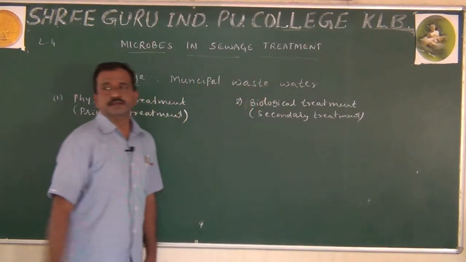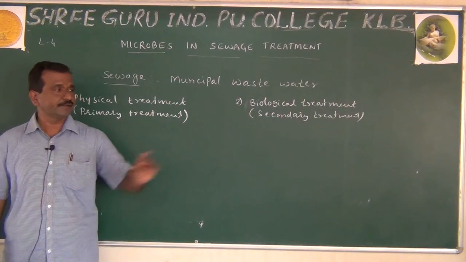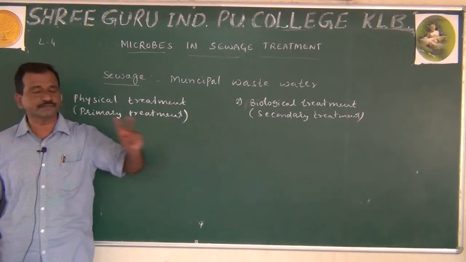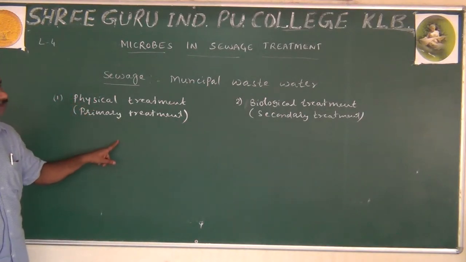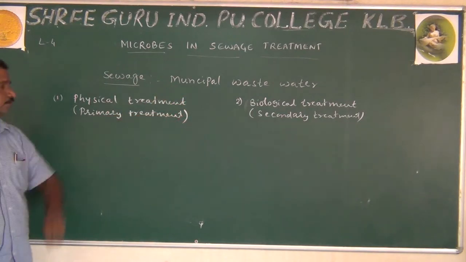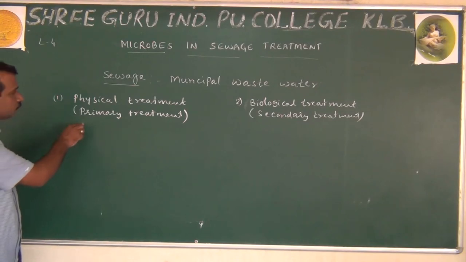Sewage treatment is supposed to take place in two ways. One is the physical treatment or primary treatment, the other is secondary treatment or biological treatment. Now, as we have observed here, first we are going toward the physical treatment.